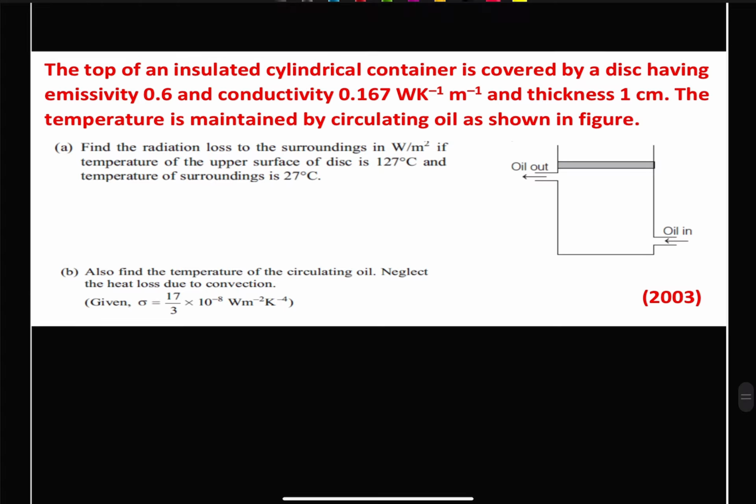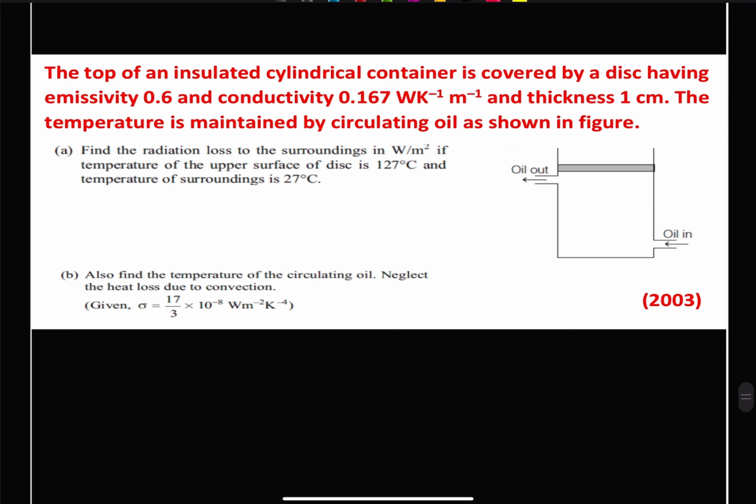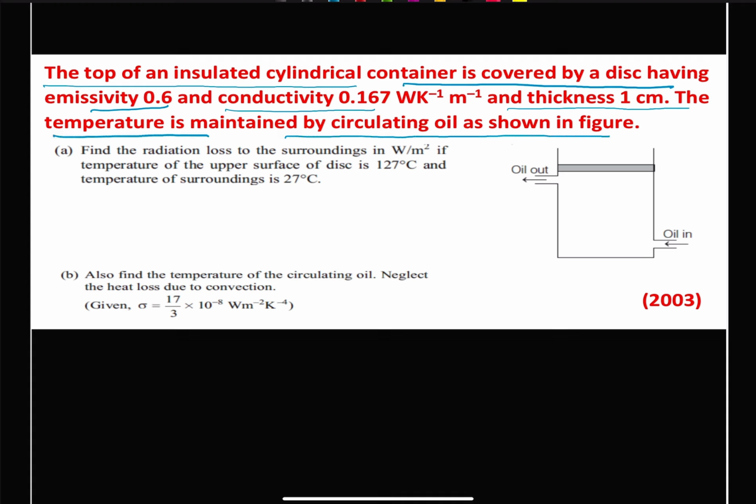Next question. It states that the top of an insulated cylinder container is covered by a disc having emissivity of 0.6 and conductivity of 0.167, thickness of 1 centimeter. The temperature is maintained by circulating oil as shown in the figure. So based on this, we have two questions.